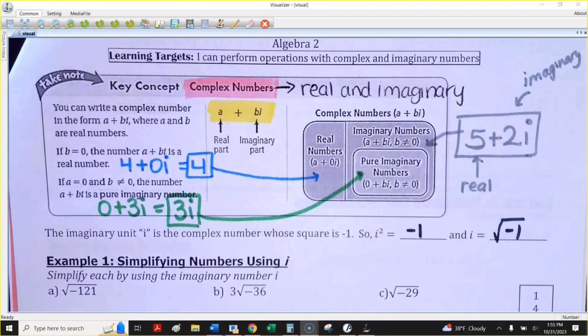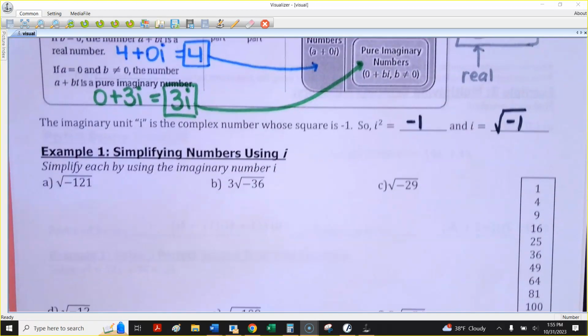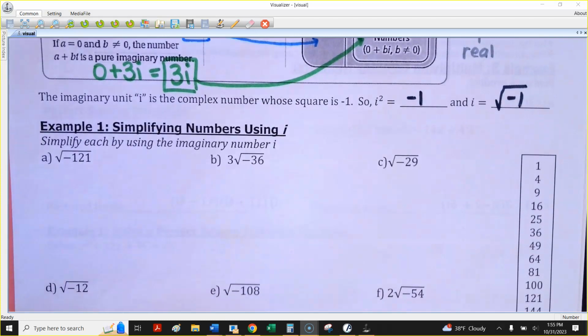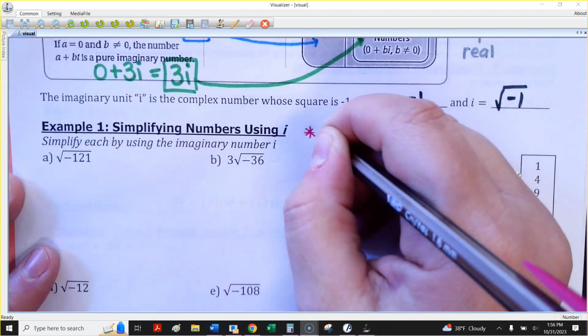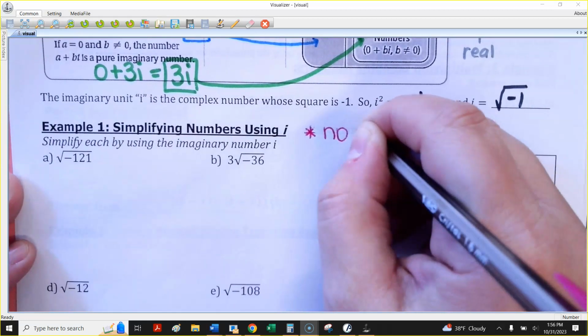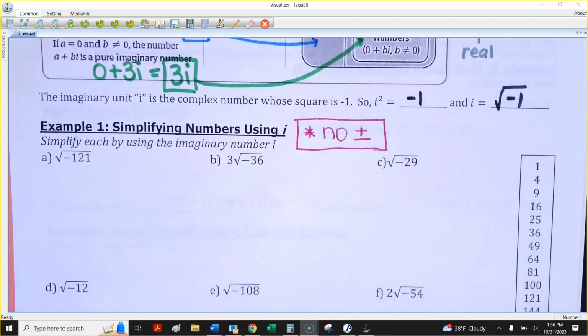All right, so we are going to start out, and we're just going to simplify radicals like we did yesterday. The only difference is each one of these is going to have a negative under the square root, and I just want to make a little note. You are not going to put a plus and minus symbol on any of these problems.